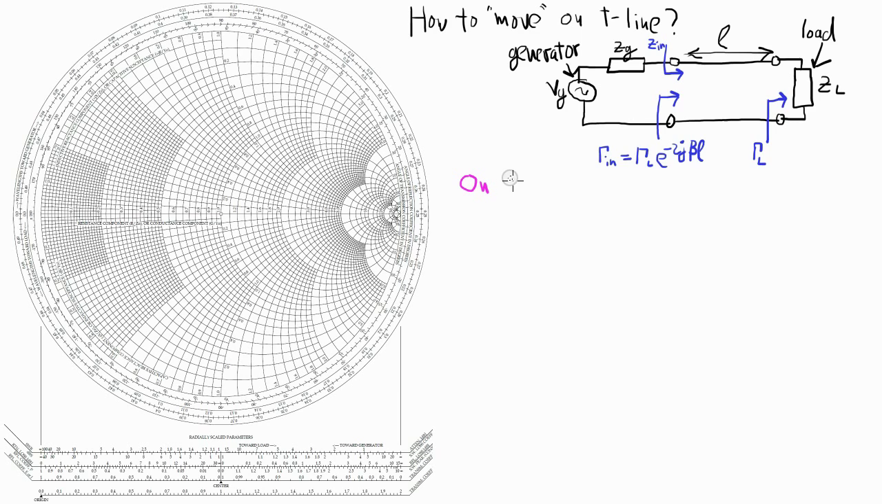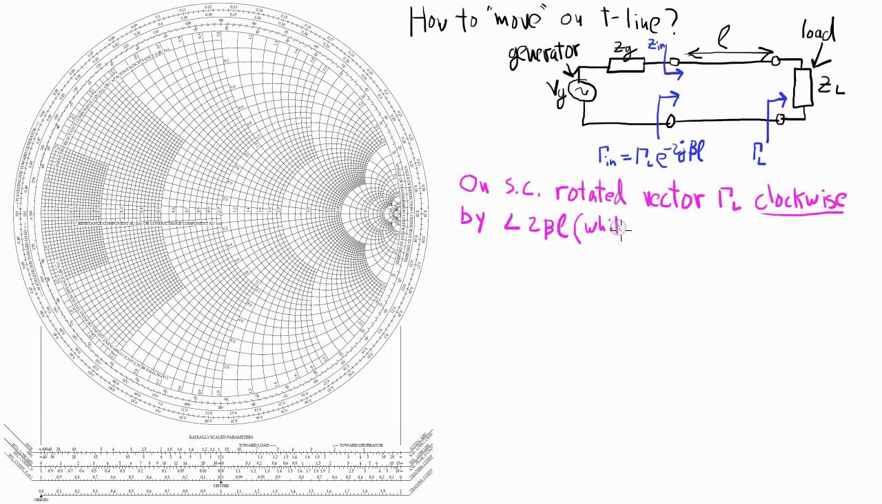So every point on the Smith chart is a vector representation of the reflection coefficient gamma. And moving on the Smith chart implies rotating gamma clockwise, because we're moving away from the load towards the generator by an angle of 2 beta L while keeping the radius of gamma the same.